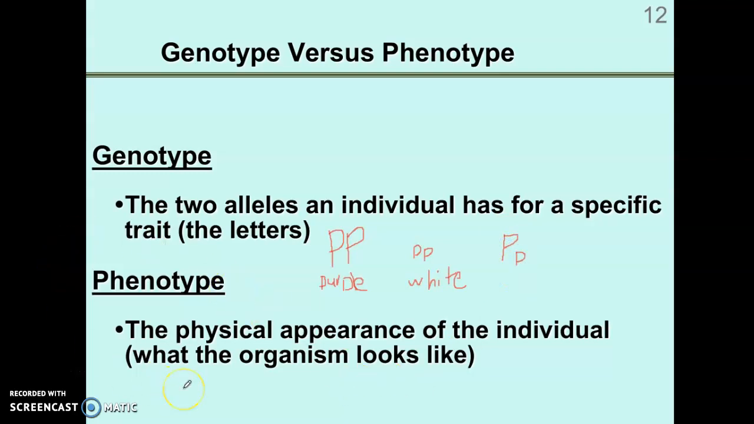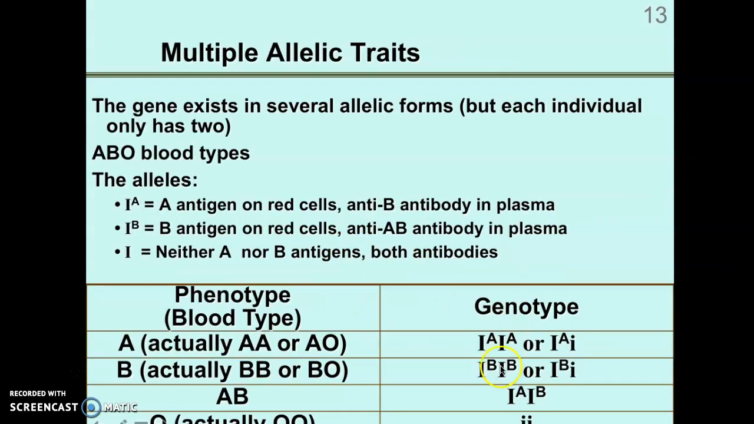The phenotype is what it physically appears as. What does the organism look like? So this one is going to look phenotypically purple. This one is going to phenotypically look white. However, what does this phenotypically look like? This one is going to look purple as well. Remember why? Because the dominant is going to mask the recessive. So this one kind of is in charge. So the phenotype here is that it's purple as well. So that's important when we're thinking about things.